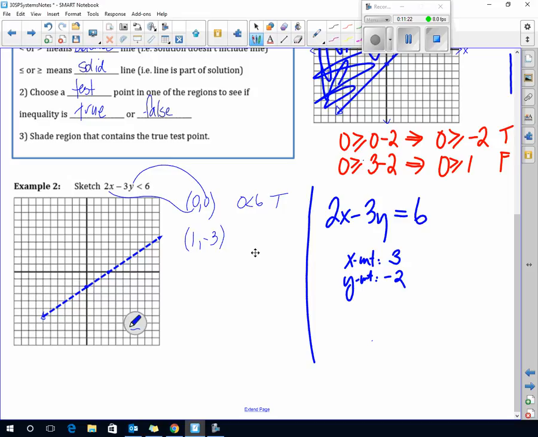Is that less than 6? That's 11 is less than 6. So that's false. So we verified we are good to shade. Where are we going to shade? Where it's true, on the left side.